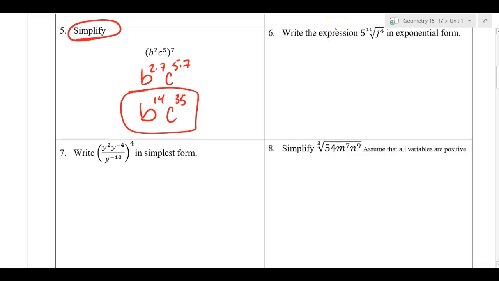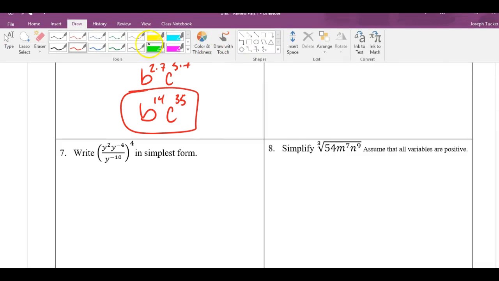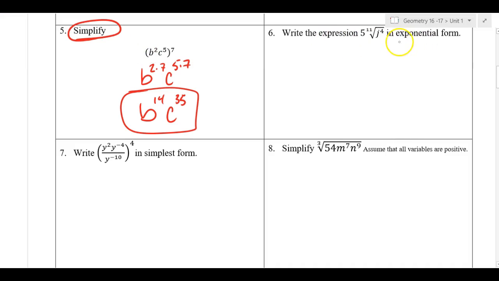Now in number 6, we have different directions. It asks us to write the expression in exponential form. Exponential form means I should have something in the exponent. So therefore, I have to change the radical. This is my radical expression. I need to change this.